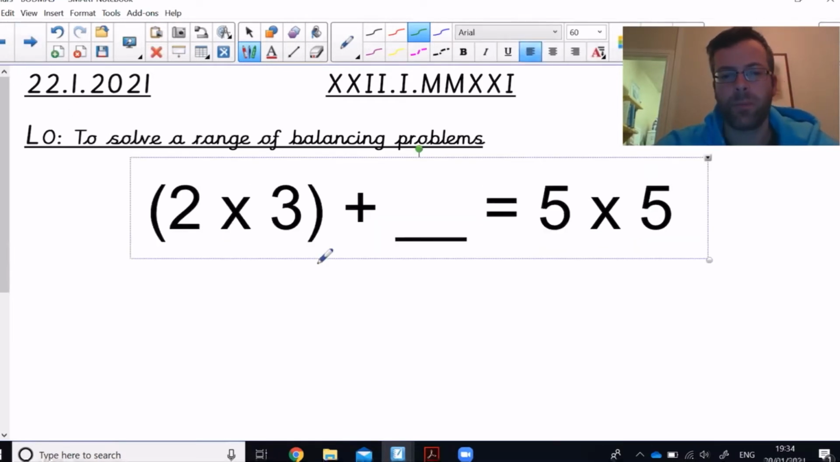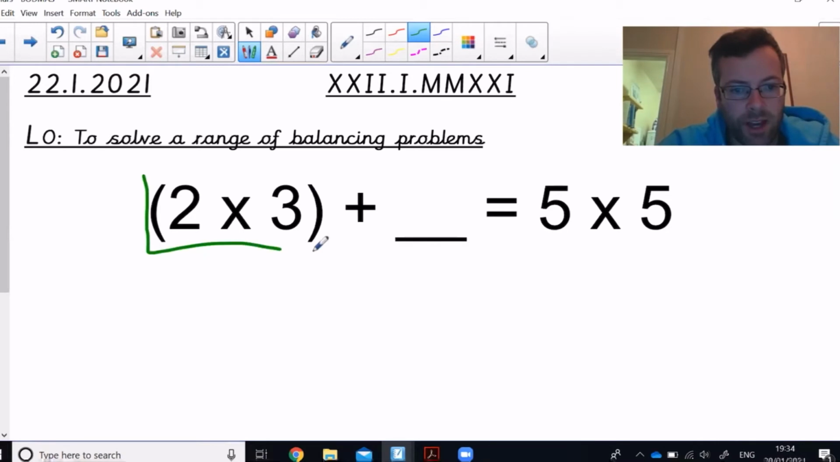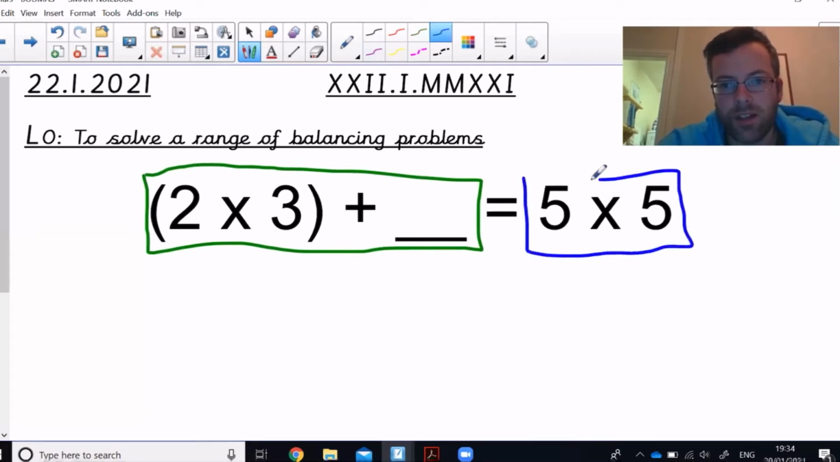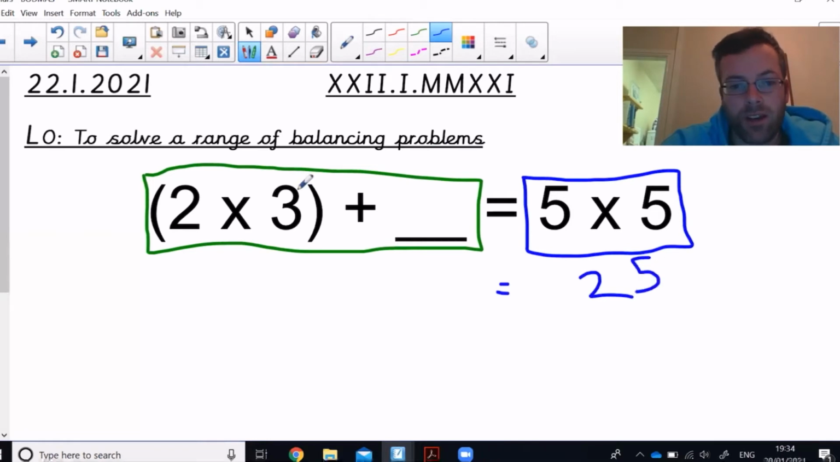Next one. Okay, we've now got a few more things going on. Same idea there. Whatever's on this side of the equal sign, or the "is the same as" sign, needs to be the same as whatever's on this side. I can't work out this side yet because I've got missing numbers, but I can work out this side. On this side, it's 25. So that means that on this side, I also need to make it 25.